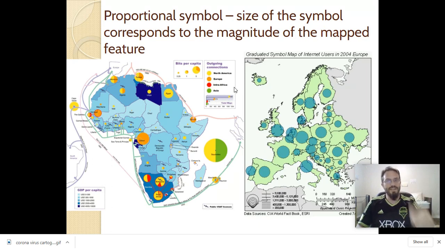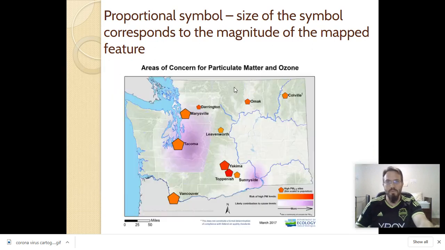So we've got two different types of thematic maps mixing there. It's the symbols that are the example of proportional symbol map. Here's another example of proportional symbol map, going with the theme that I've been talking about, which is the air quality and the fires and so on. Here is a proportional symbol map of the areas of concern for particulate matter and ozone. In other words, essentially air quality.